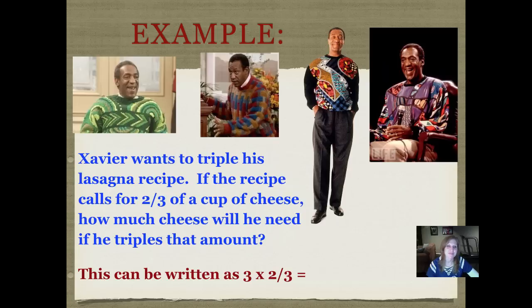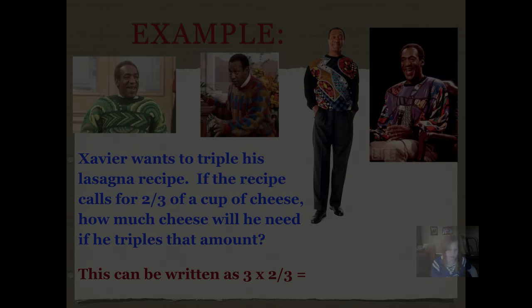Here is our example. Xavier wants to triple his lasagna recipe. If the recipe calls for 2/3 of a cup of cheese, how much cheese will he need if he triples that amount? Remember that when we look at the word triples, it means 3 times. Just like a triplet is 3 babies, triples is 3 times. So we would write this 3 times the fraction 2/3. Let's go ahead and look at how we would do that.